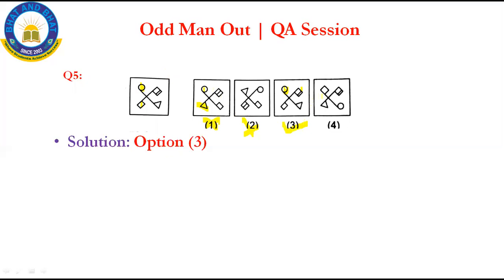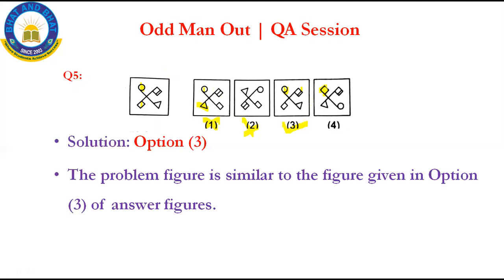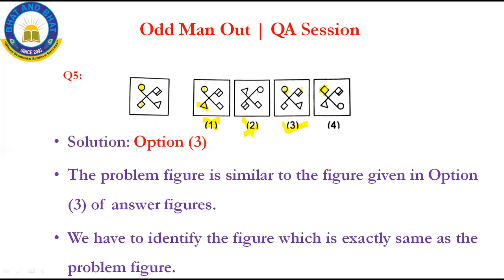Why not the fourth one? See here, it is the reverse of that, isn't it? At the top it has come with a square. So it is not a correct answer. Here we have to find the figure which resembles the problem figure only. We have to identify which is exactly the same as the problem figure. So what is the correct option? Option 3 is the correct answer.